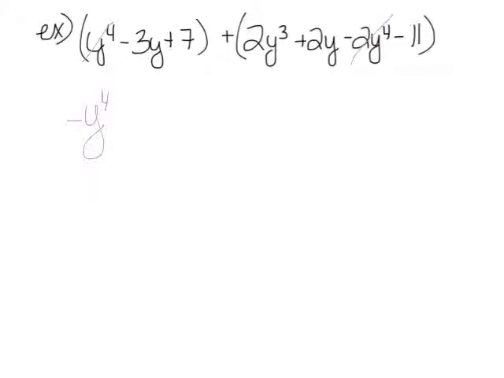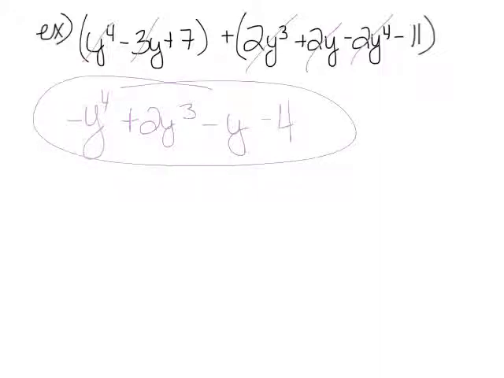Then my next degree that I see is a 2y to the 3rd. And as I look between both of my polynomials, I see that there's not another term that's a degree 3. So I'm just going to rewrite that. So I have plus 2y to the 3rd. I'm going to cross that one off. Then I have a negative 3y plus 2y, and I get just minus y again. So I have that negative 1y. I'm going to cross that off. And then I'm left with 7 plus negative 11, which gives me negative 4. So my final answer is negative y to the 4th plus 2y cubed minus y minus 4.